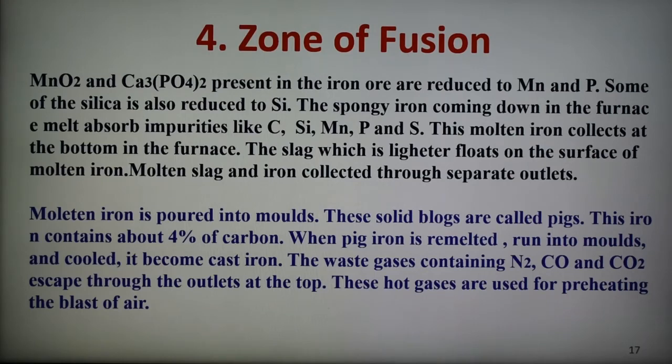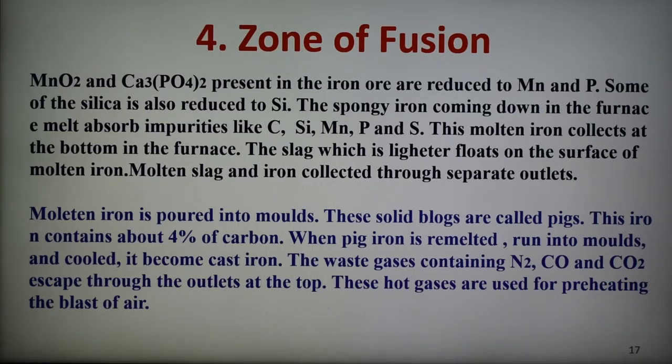Some of the silica is also reduced to silicon. So in this case, spongy iron comes down, and in the furnace the melt absorbs impurities like carbon, silicon, manganese, phosphorus and sulfur. This molten iron collects at the bottom of the furnace. The slag, which is lighter, floats on the surface of the molten iron. The molten slag and the iron are collected separately, and there is a separate outlet for each.